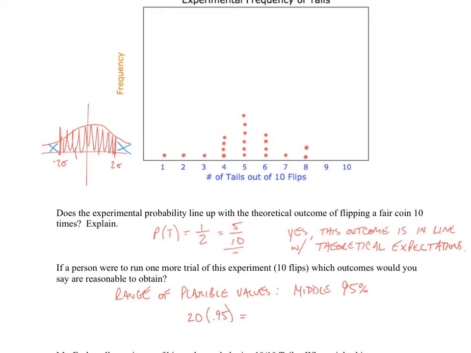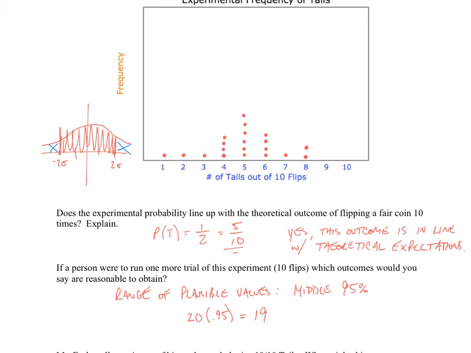And that's going to give me 19. So what this is saying is, of the 20 trials, if I want to take the middle 95% of those trials, I'm going to keep 19 of them and throw one of them away. One of the 20 trials is going to get tossed. So it's going to be the one that's furthest away from the mean.